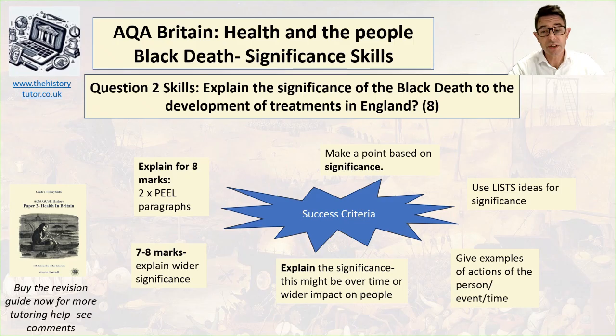For our significance, we should use what I'm going to call the LISTS criteria, and I'll explain that in a minute. We should give evidence to back up our point, and that evidence should be about the Black Death, of course. But importantly, we're then going to explain the significance of the Black Death. So that could be its impact over time, impact on people. We need to have ways in which it is significant. And we can have wider ideas of significance to build on that for 7 or 8 marks.